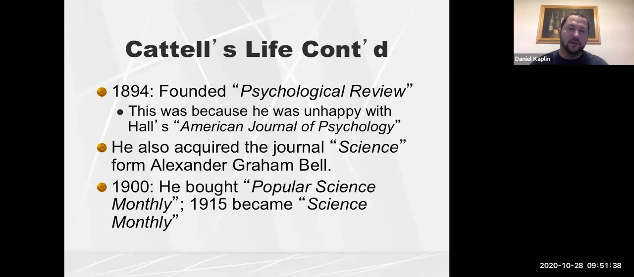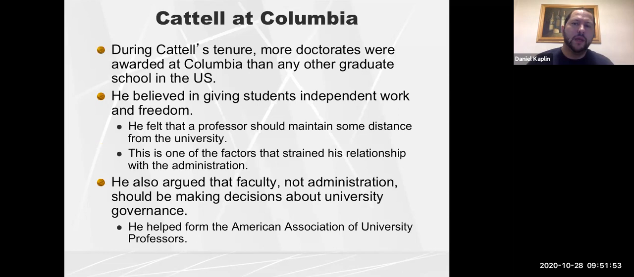Now, Science is quite the journal, right? It's still around today. He also purchases Popular Science Monthly in 1900, which eventually becomes Scientific Monthly. So during Cattell's tenure, he had more doctorates awarded at Columbia than any other graduate school.